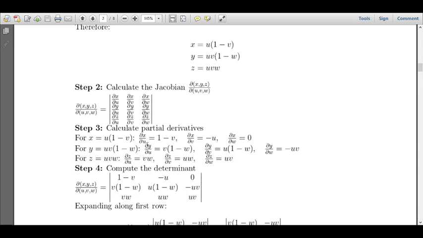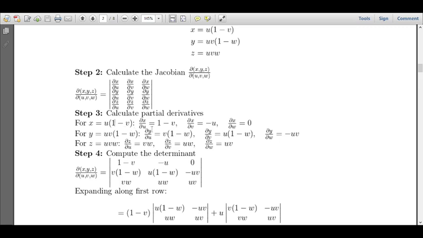So ∂x/∂u: with respect to u, v is constant, so (1 minus v) is constant, differentiation of u with respect to u is 1. ∂x/∂v: with respect to v, u is constant, we write u as it is, differentiation of (1 minus v) with respect to v. Since the constant's differentiation is 0, differentiation of minus v is minus 1, so this is minus u. Since ∂x/∂w, with respect to w, u and v are constants, so these are zeros. So ∂x/∂w is 0.